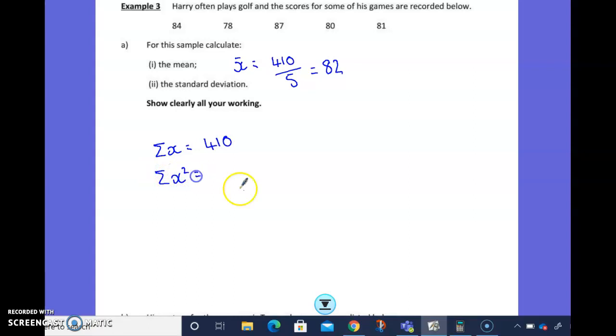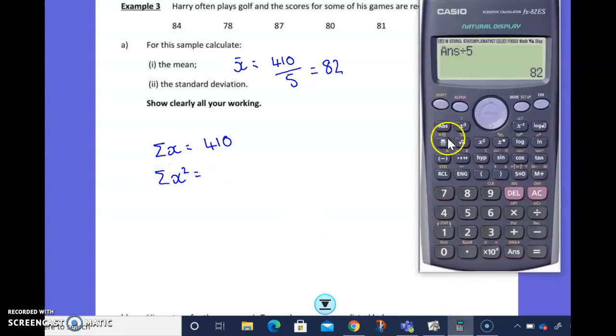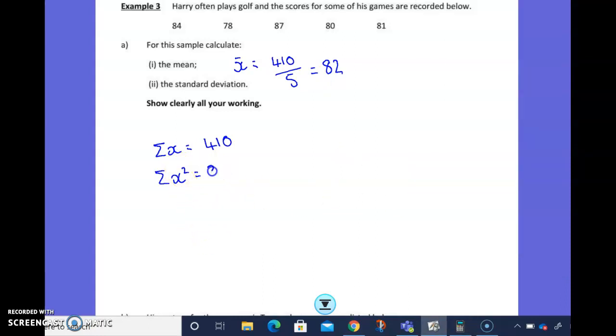I can also work out the sum of x squared just by typing it into my calculator. I can just do 84 squared plus 78 squared plus 87 squared, plus 80 squared, plus 81 squared. So that's for those of you who don't like loads of working. That's 33,670.